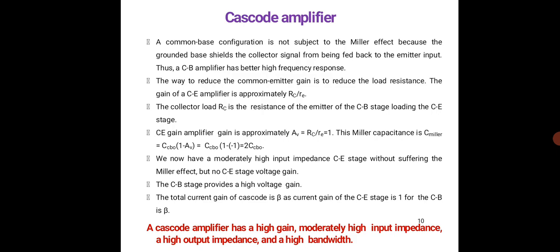The CB stage provides a high voltage gain, so we get a high input impedance as well as a high voltage gain. The total current gain of the cascode amplifier is beta, as the current gain of the CE stage is 1 and that of the CB stage is beta. So the cascode amplifier has a high gain, moderately high input impedance, high output impedance and high bandwidth.